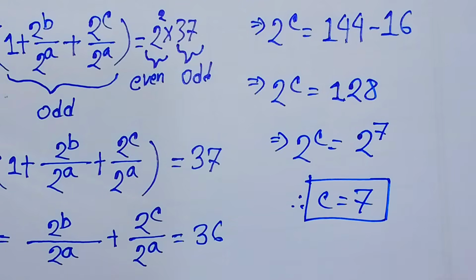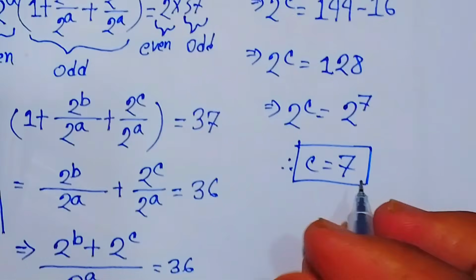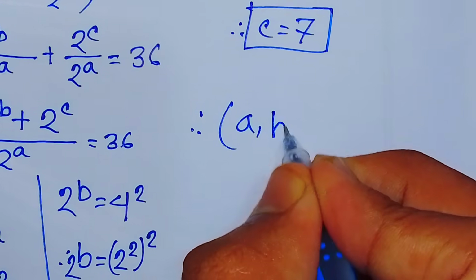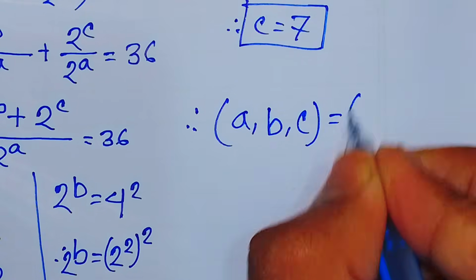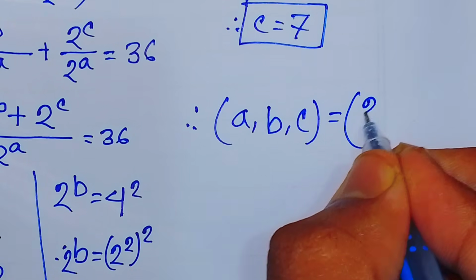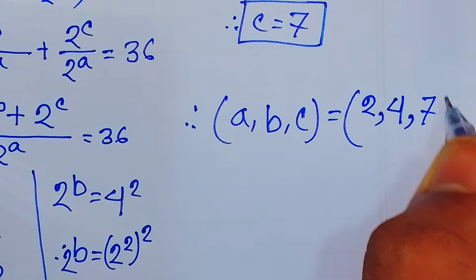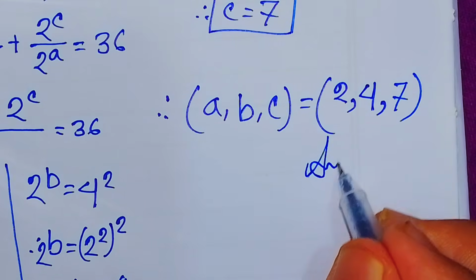So guys, we get our three values: a, b, c is equal to 2, 4, 7. This is our final answer.